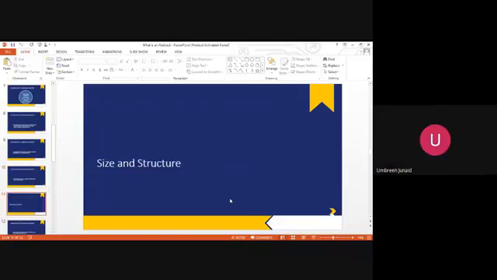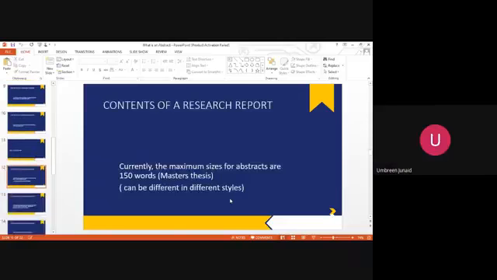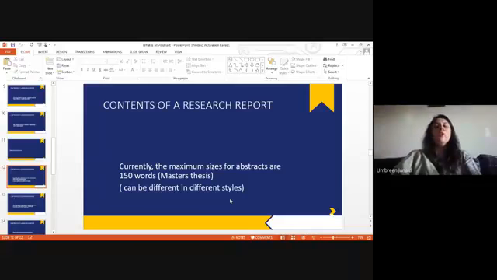Size and structure. Currently, the maximum size for abstracts is 150 words for the master's thesis, and this can be different in different styles of writing. For example, if you are writing a research report at the PhD level, the abstract may have 300 words, but for the undergrad level or for the master's level, it is 150 words. So you write your abstract in 150 words, but this may vary from institute to institute.